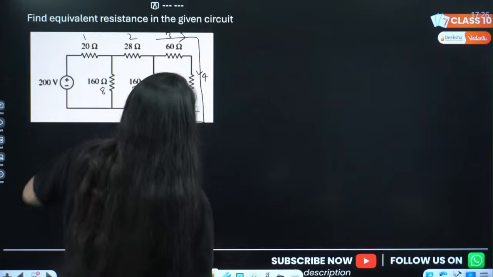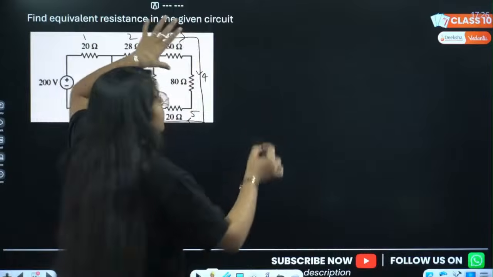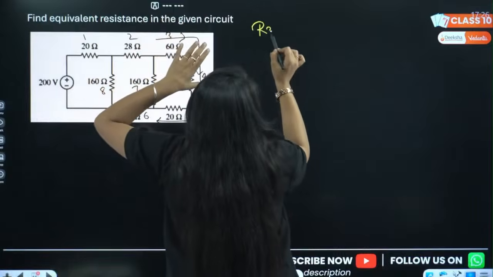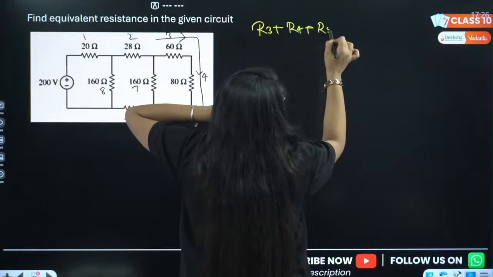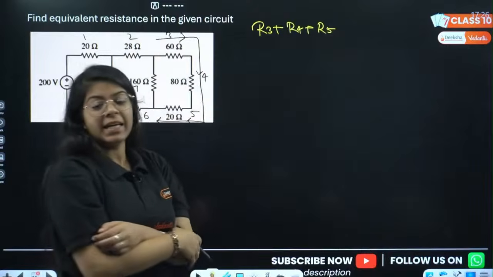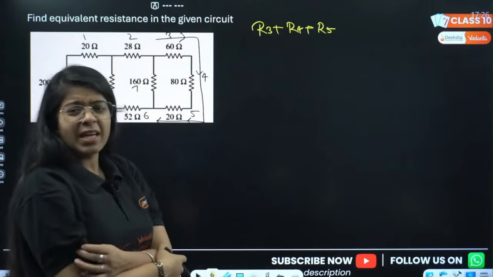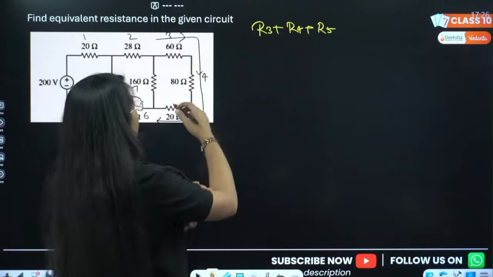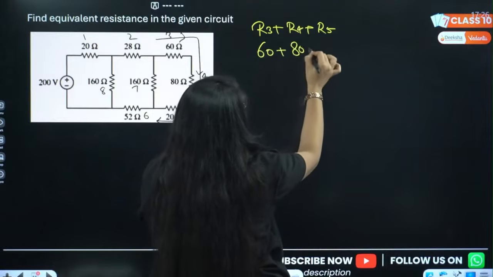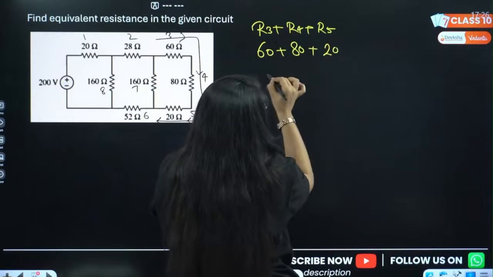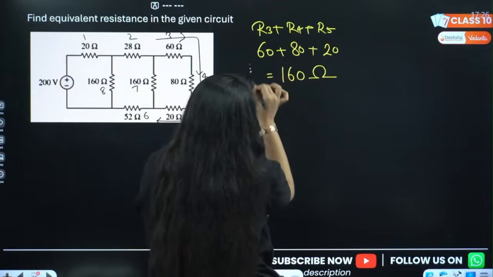Chalo. R3, R4, R5. We can add them, right? R3 plus R4 plus R5. We can simply add those resistances. Yes. It is very easy. Don't worry. Chalo. 60 ohm plus 80 ohm plus 20 ohm. So that will be total of 160 ohm.